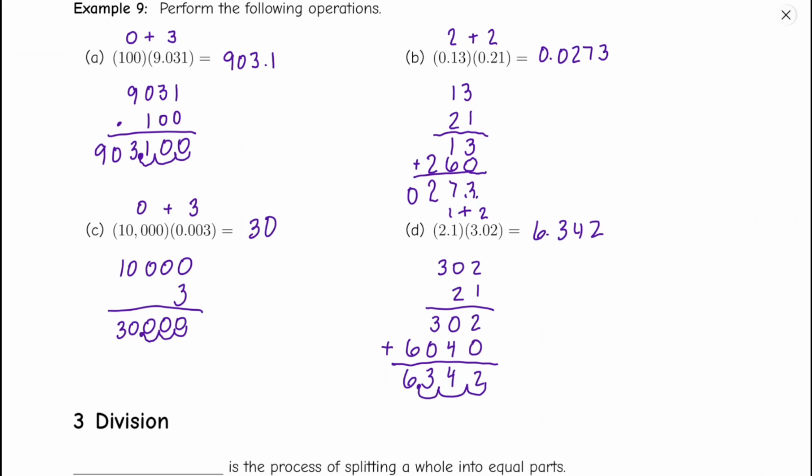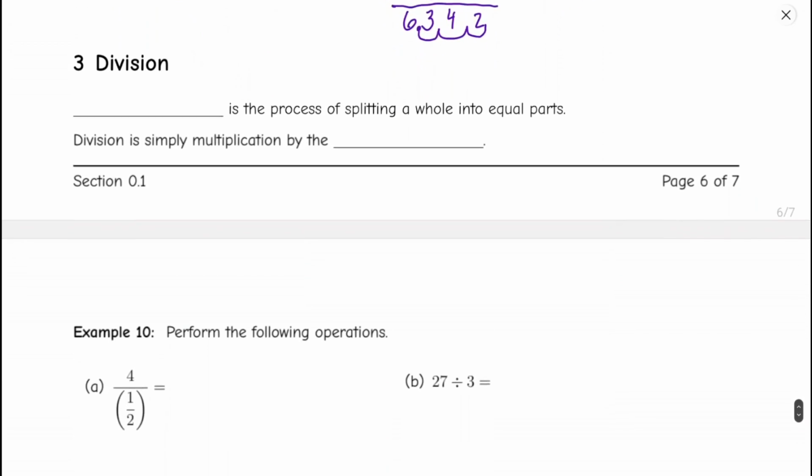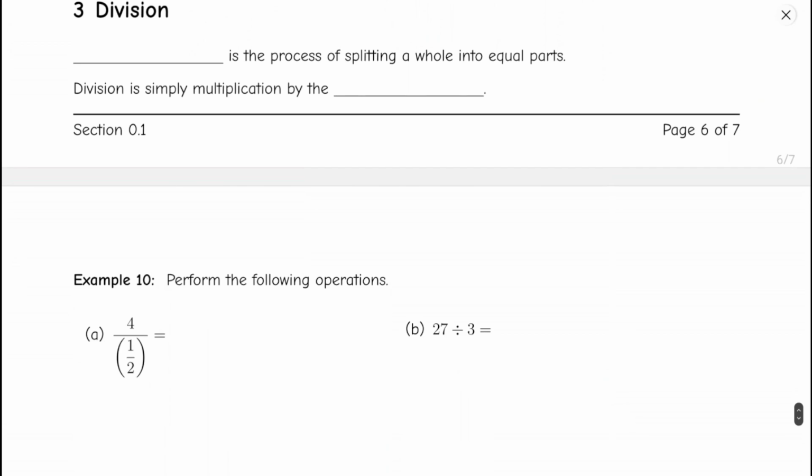Section 3, division. Division is the process of splitting a whole into equal parts. Also, division is simply the multiplication by the reciprocal. Perform the following operations.